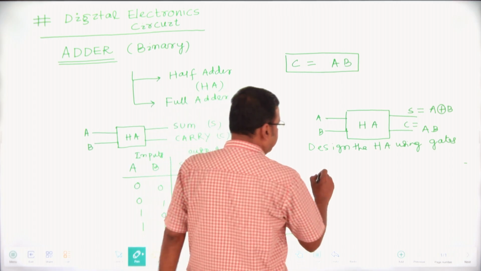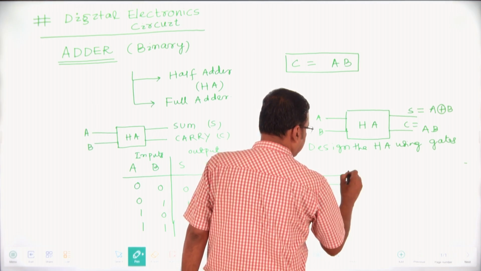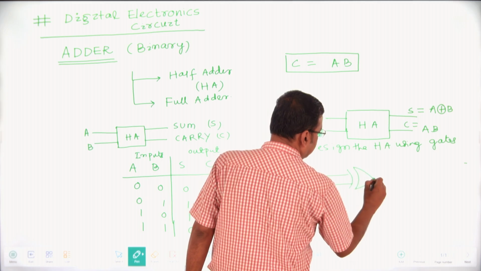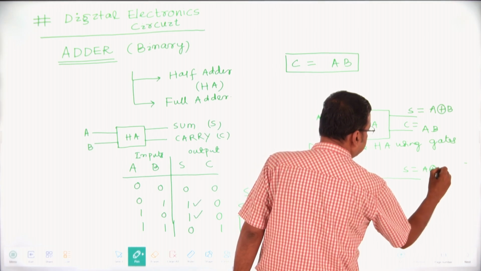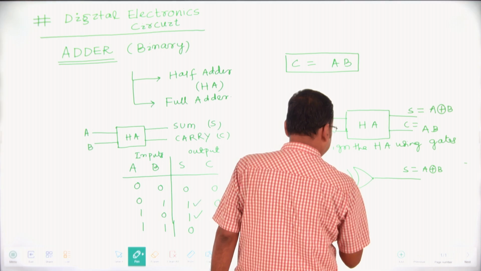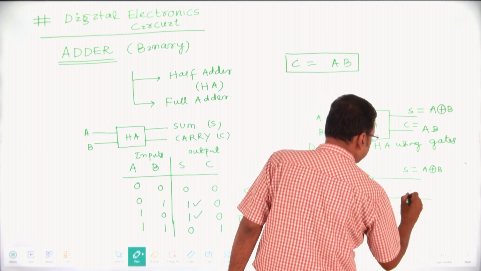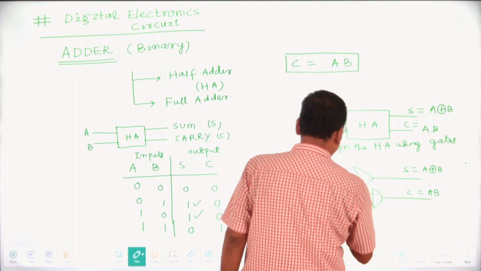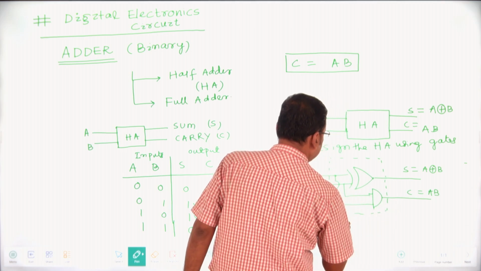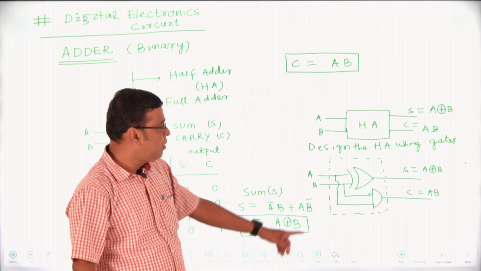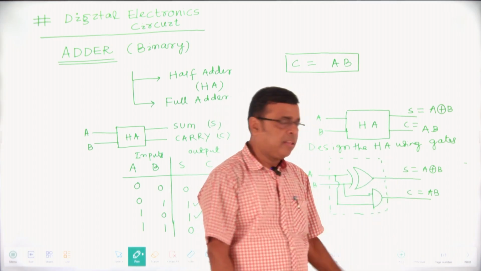In case of inputs, this is your A and this is your B, with an XOR gate. This is your sum equal to A XOR B, and carry is nothing but what? That is your AND gate on A and B, that is your C equal to AB. Half adder consists of one XOR gate and one AND gate. So one is sum, another one is your carry.